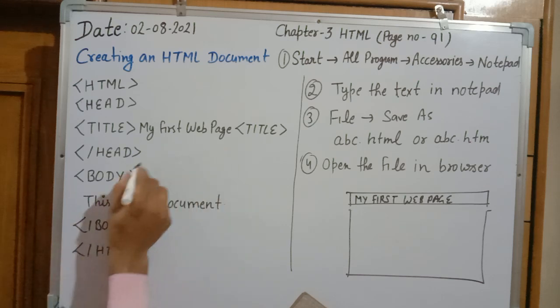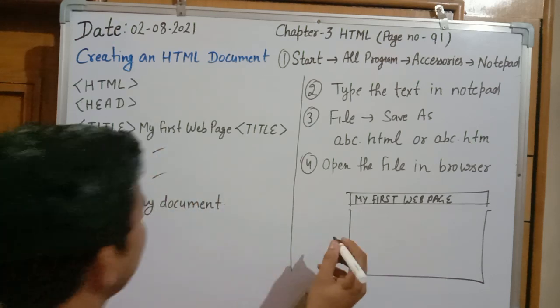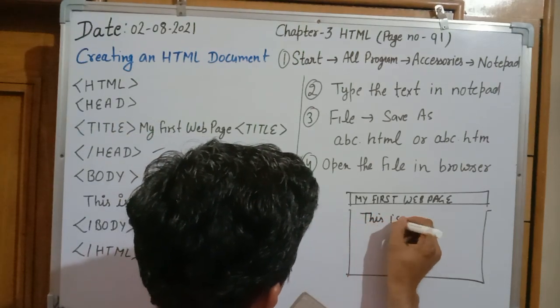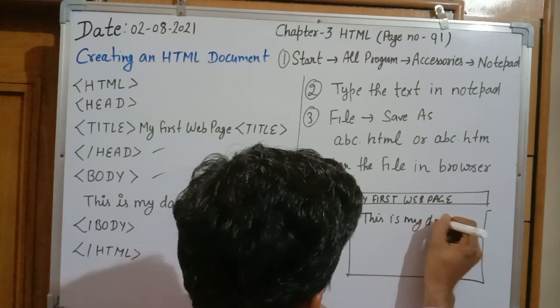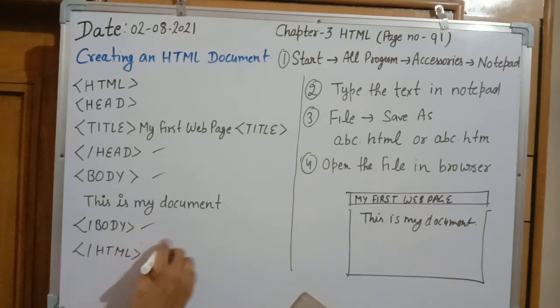After title is closed, head will close, then the body section will start. In body it is written, This is my document. It will be written in the body section. This is the body part. This is my document. It is the output of the program. Body will close and html will close. This is our first program that is visible on page number 91.